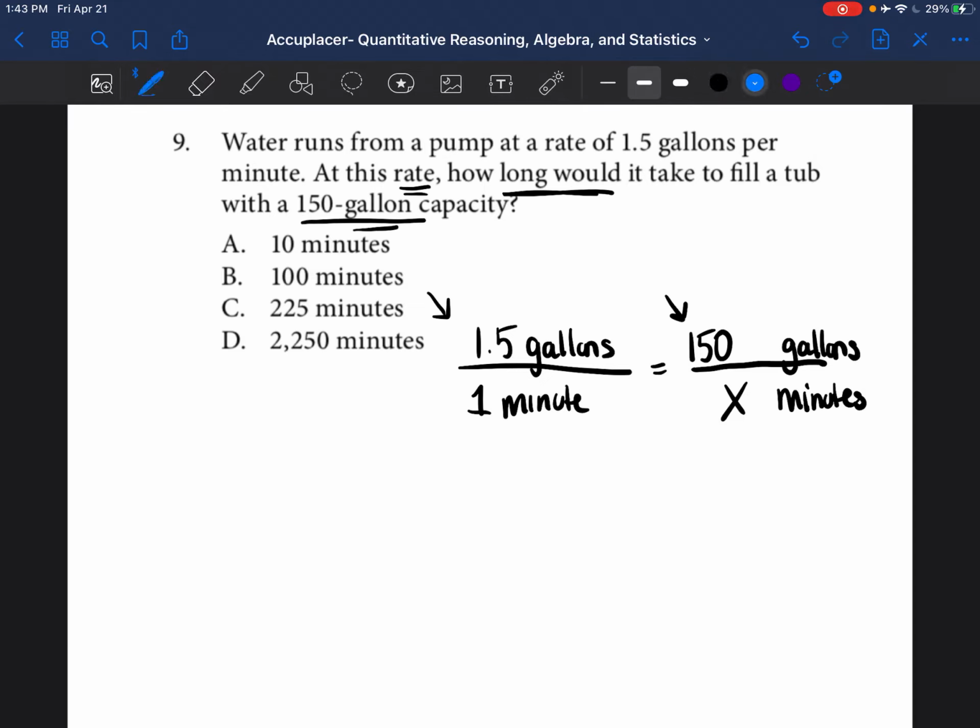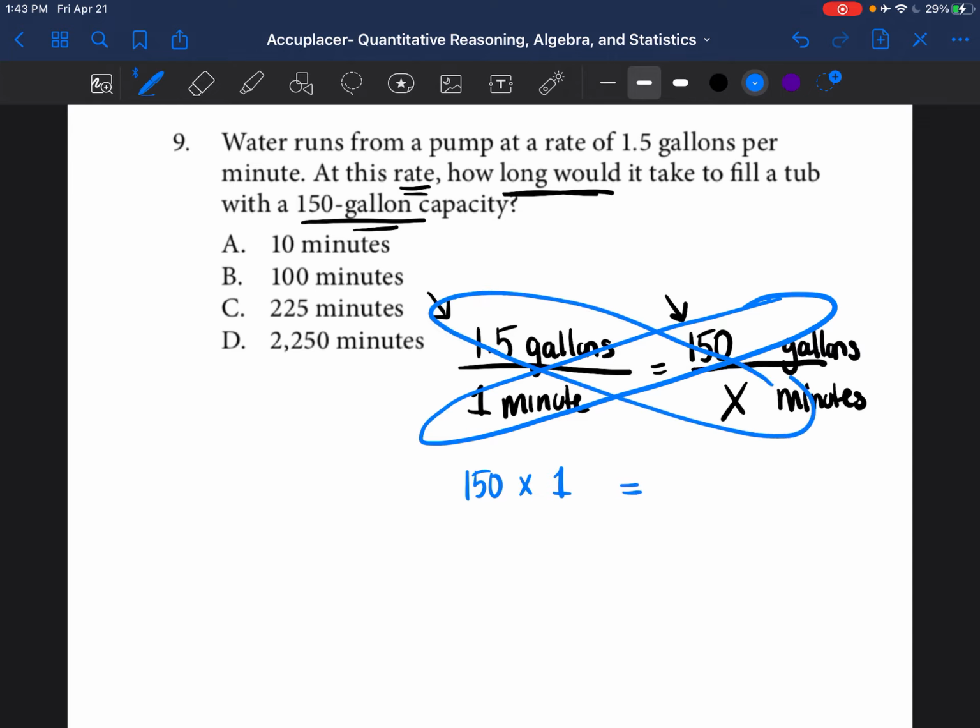The simplest way to do this is to do the butterfly method or to cross multiply. So we're going to go ahead and do that. 150 times 1, bring down the equal sign, is equal to 1.5 times X, which is 1.5X. Then we're going to go ahead and just multiply it out. 150 times 1 is 150, is equal to 1.5X.